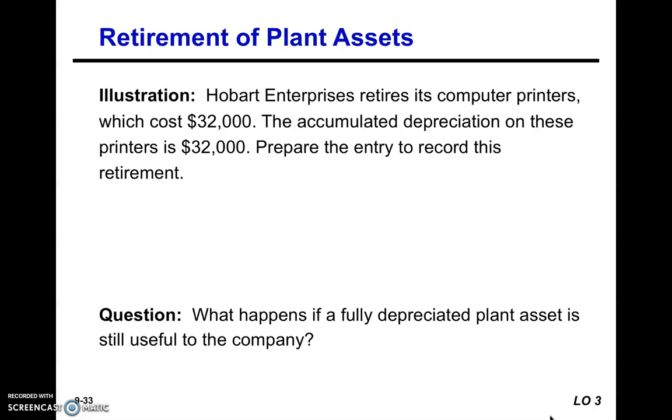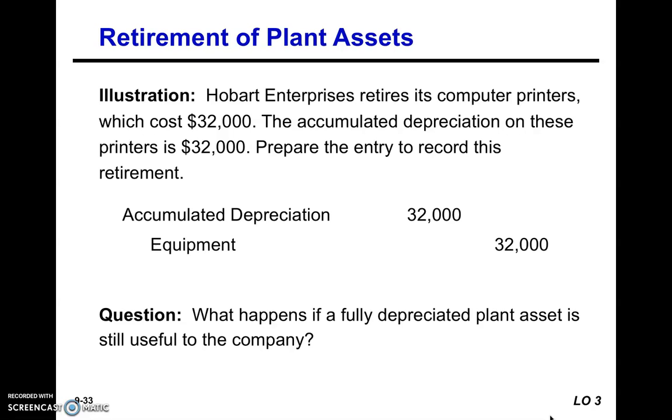In this case, we're going to debit accumulated depreciation to get rid of it and credit the asset equipment for the $32,000. So this way, the equipment, which normally has a debit balance, by crediting it, we get rid of it, and accumulated depreciation, which normally has a credit balance, by debiting it, we're getting rid of it.